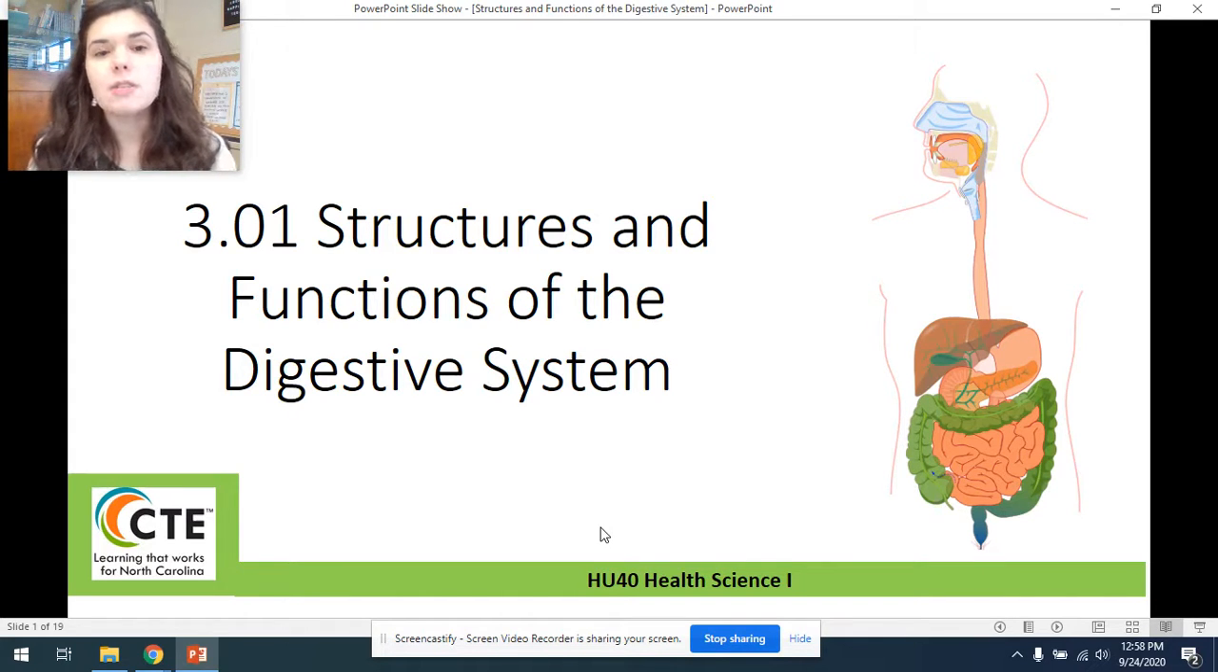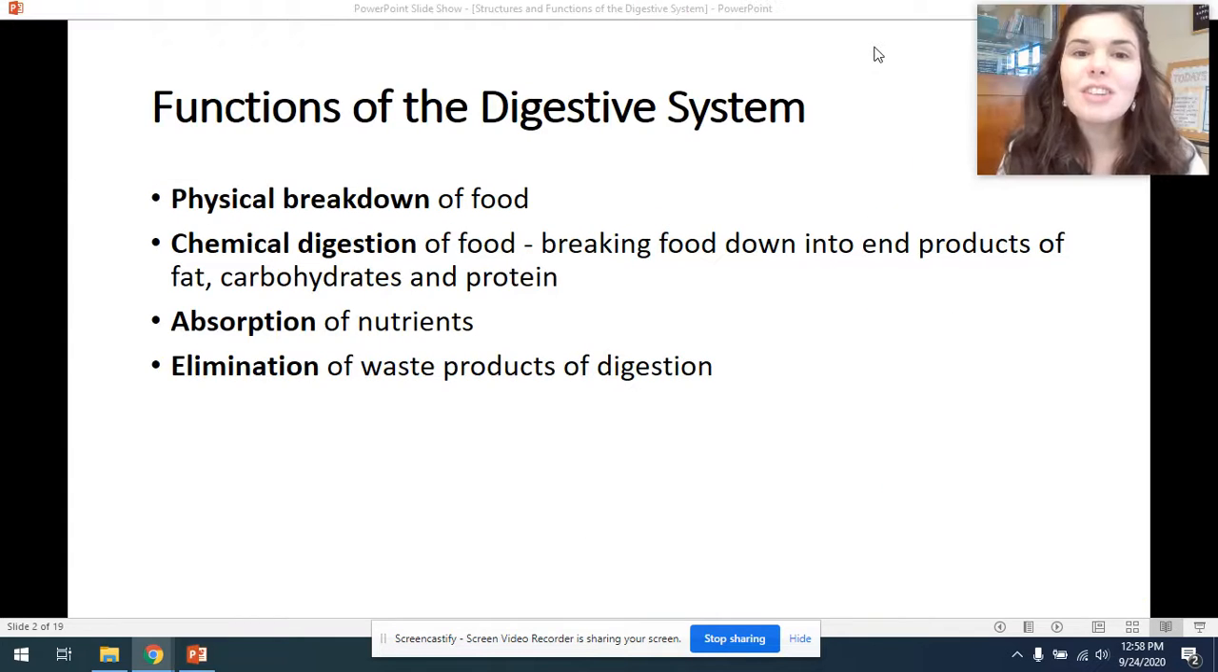The main focus of this unit is to learn about the nutrient exchange system of the body as well as its communication systems. So first, let's start with the functions of the digestive system.